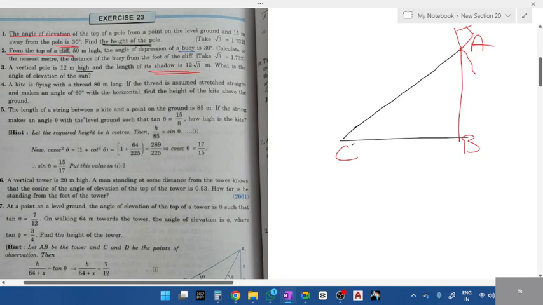Okay, the length of a string between a kite and a point on the ground. Where is the point, C or B? C. Why did you take C? Why not B? What's the reason? Read the second part. You already read the second one, right? What does it say here? Level ground. Which one is the ground here? BC. And what did the last part ask?